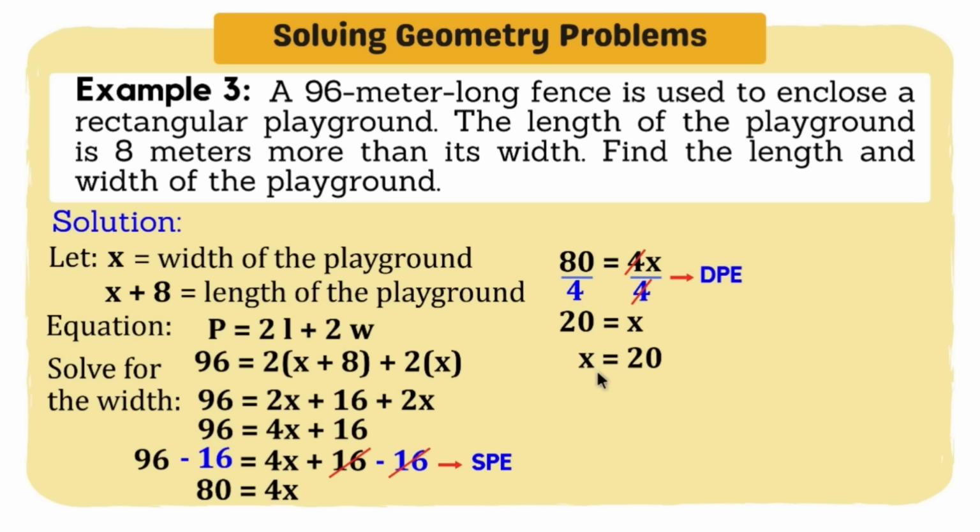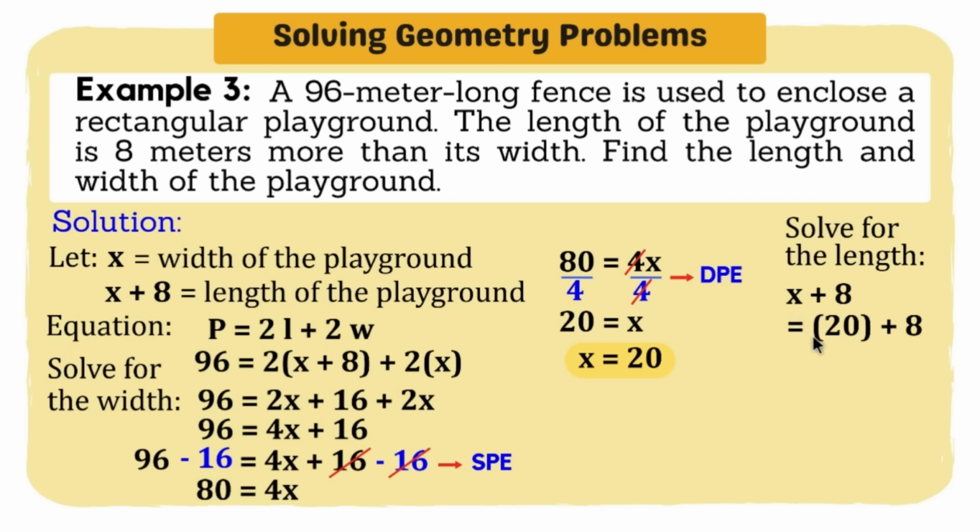Symmetric property, pwede nating baliktarin. Ilagay natin sa left side si x and then sa right side si 20. X will now be equal to 20. Okay, this is our first, ito po yung quantity na hinahanap natin, yung width. Okay, now for the second quantity, which is the length, we just use the representation x plus 8 and then substitute natin si 20 sa x. Magiging 20 plus 8. Therefore, the length will be 28.